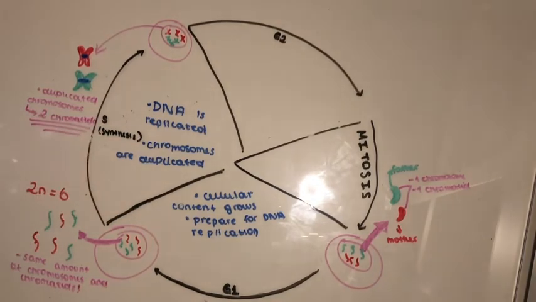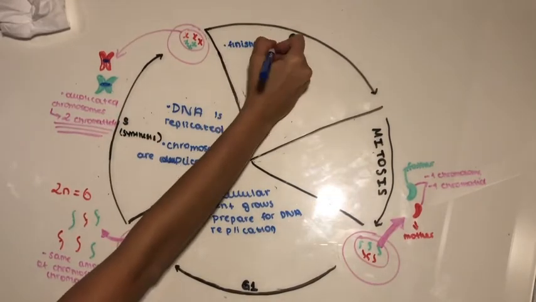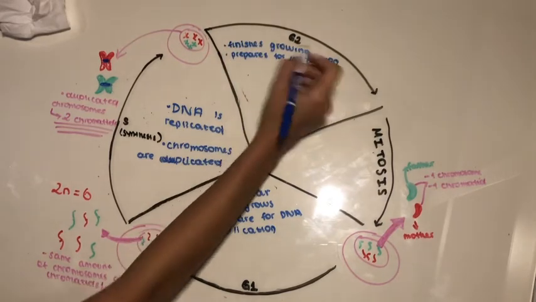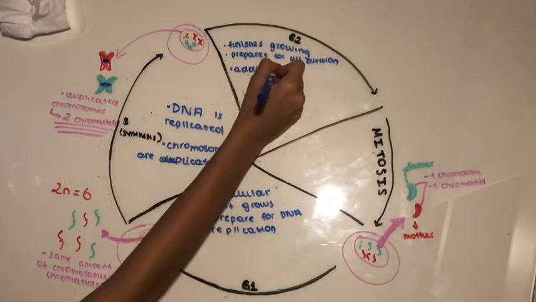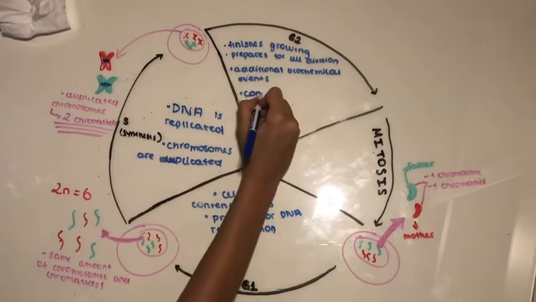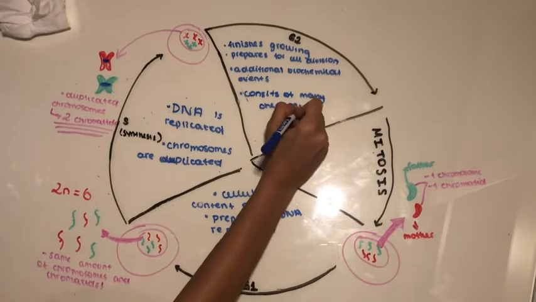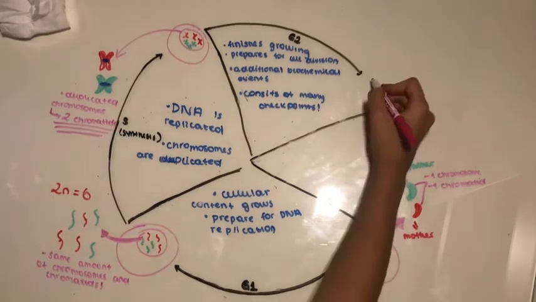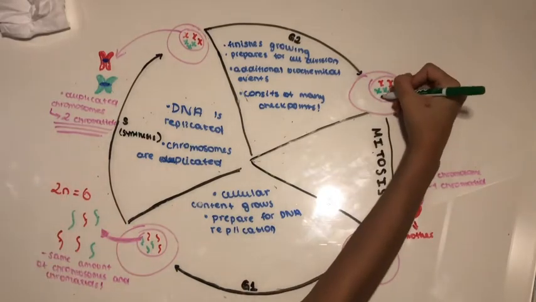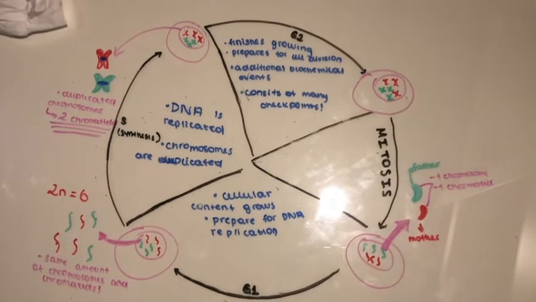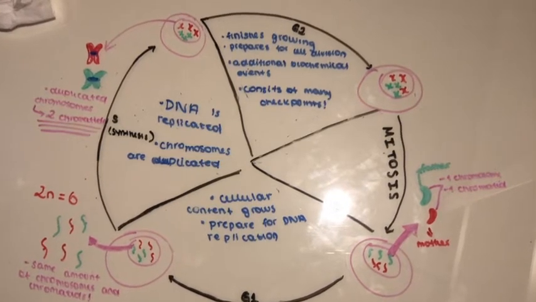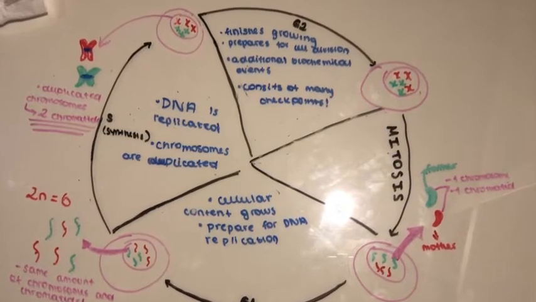After the S phase, the cell will go on to G2 or gap 2. This is where the cell finishes growing and prepares for cell division. Several additional biochemical events for the cell division take place, making the cell ready for cell division. It also consists of many checkpoints, where the cell examines internal and external cues and decides whether or not to move on with cell division. At the end of G2, the cell will still have 6 chromosomes and 12 sister chromatids. This is the end of interphase.